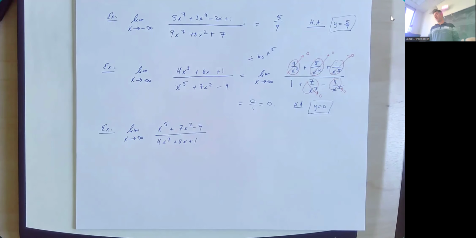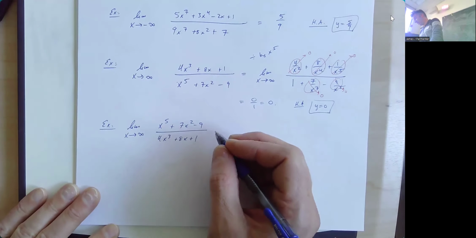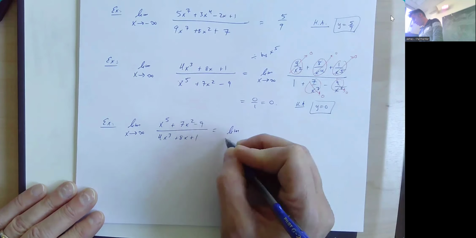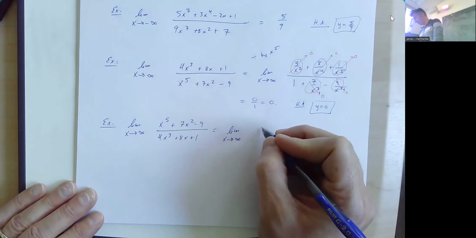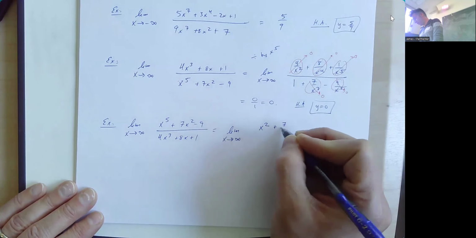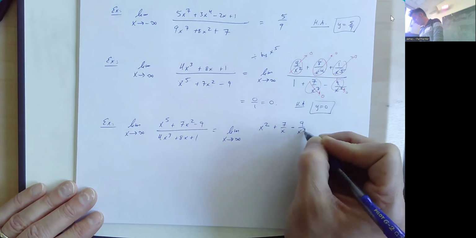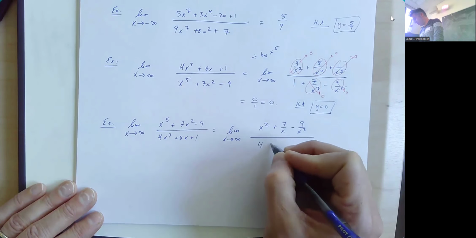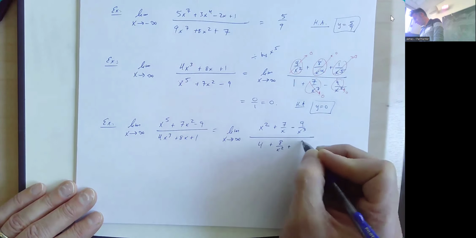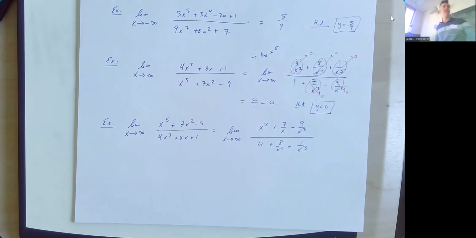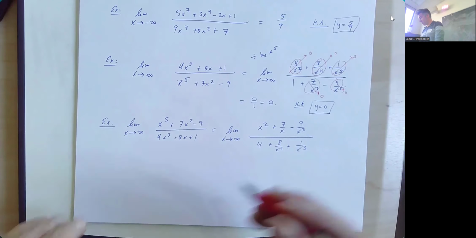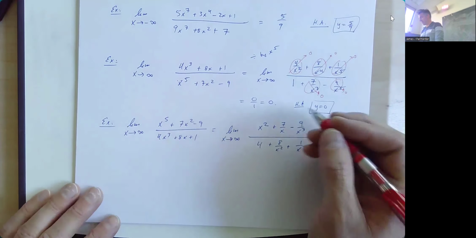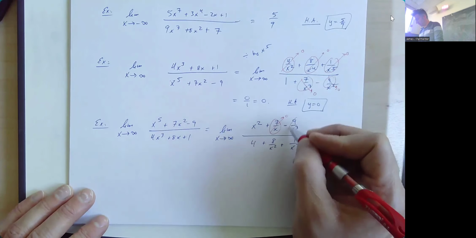If you were to divide everything by x to the 5th, it would be challenging to figure out what was happening here. If we divide everything by x to the 3rd, on the other hand, things will work out fine. So dividing everything by x to the 3rd, I'm going to get x squared plus 7 over x minus 9 over x cubed, over 4 plus 8 over x squared plus 1 over x cubed. I divided everything by x cubed. Now, as x goes to infinity, all these things divided by x to a power go to 0.